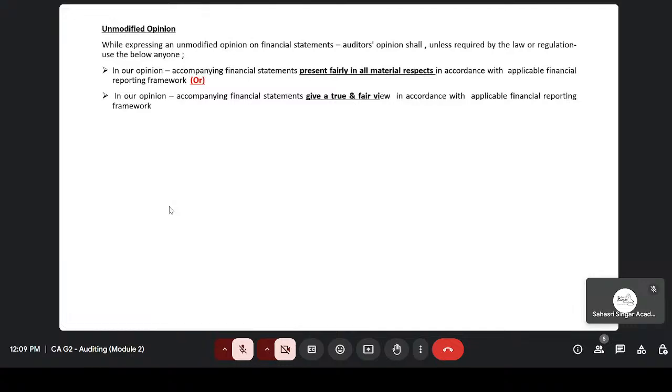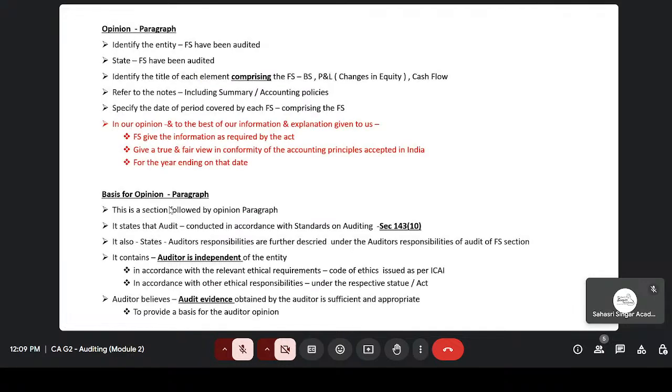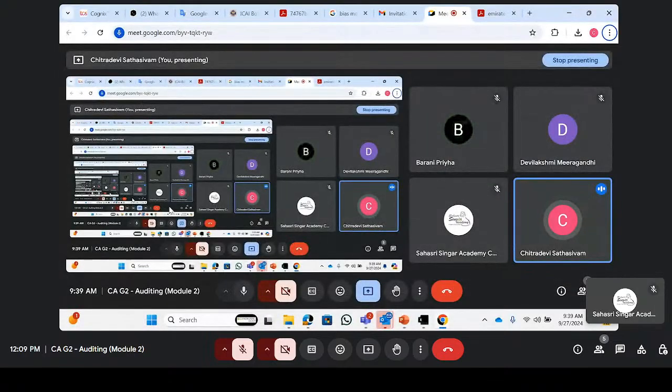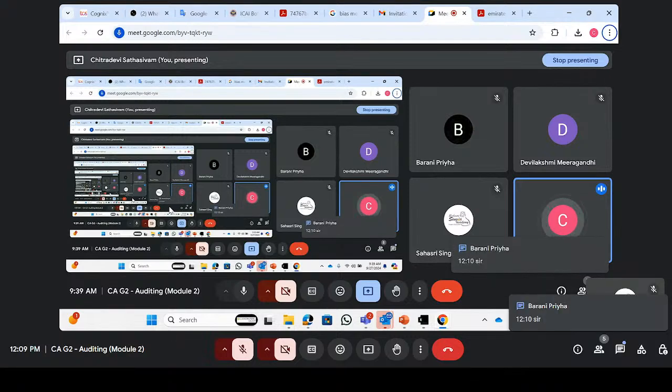Before we move on to the next paragraph, you take a small break. We'll catch up at, what's the time right now? Shall we catch up at 12:30? Is it okay? Right now the time is 12:15, right? Or 12:10. We'll catch up at 12:30. Is it fine? Okay, 12:30, we'll catch up. Take a 20 minutes break.